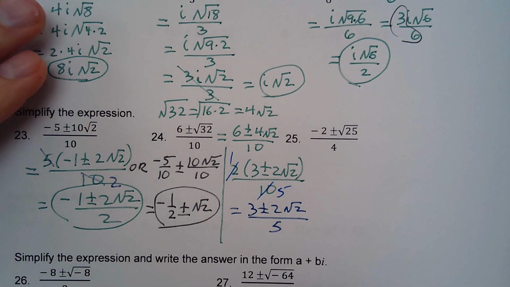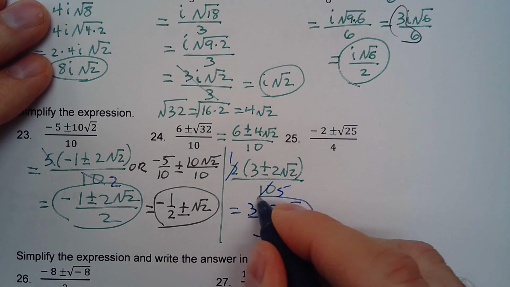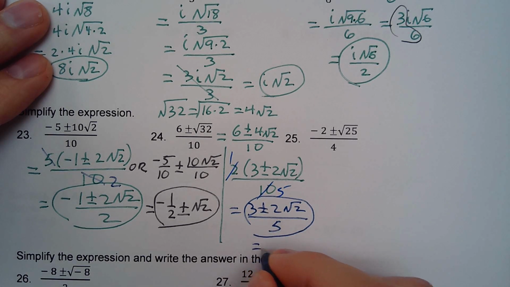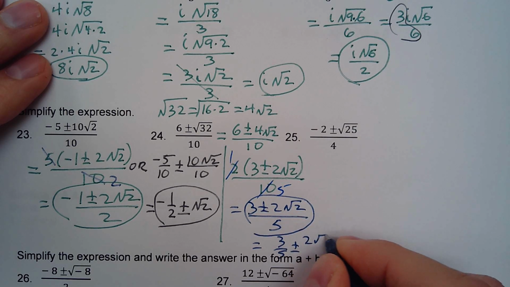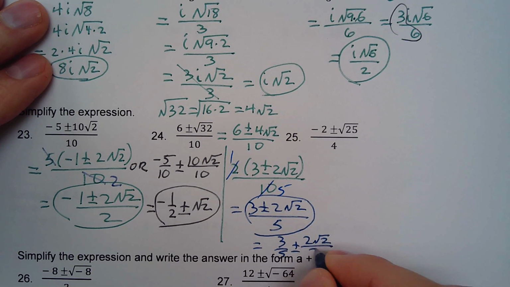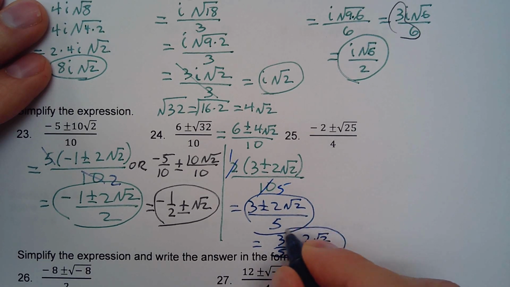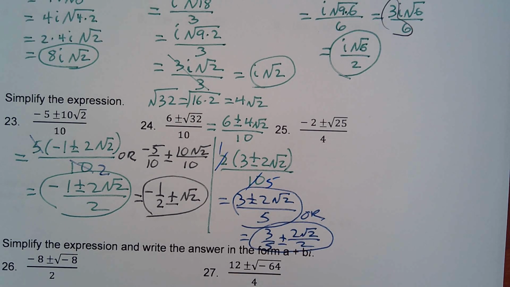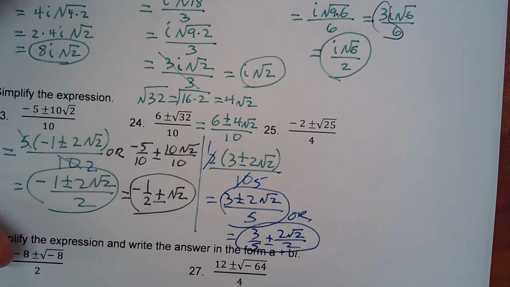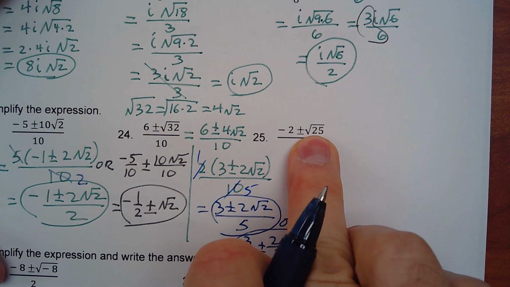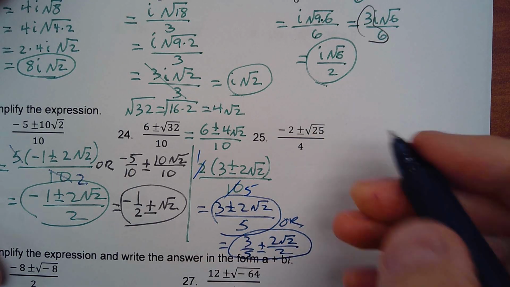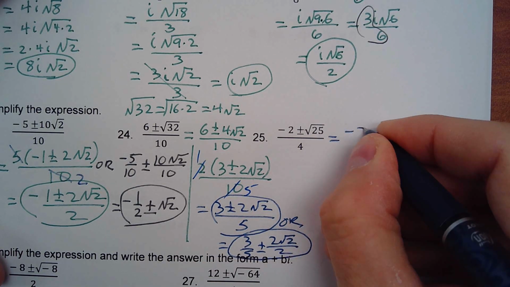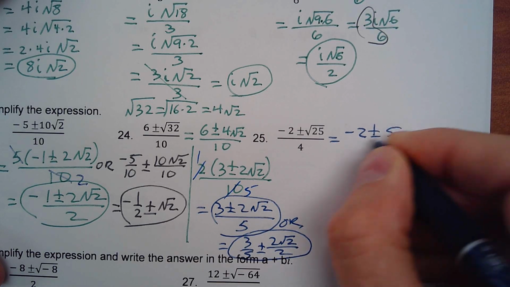So again, we can write it that way. Sometimes in ALEKS, they might separate it out, write it as 3/5 plus or minus 2 square root of 2 over 2. So you just have to pay attention to the directions. Let's try this next one. Now notice on this one I can actually take the square root of 25. So that's going to simplify negative 2 plus or minus 5 over 4.